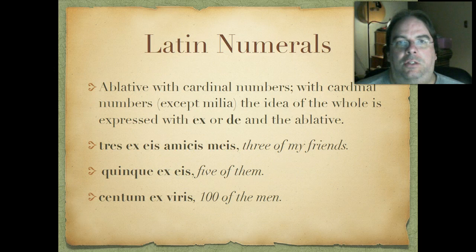Quinque ex eis, so five of them, literally five out of them. Centum ex viris, 100 of the men. So it looks strange, but you get the hang of it. So we translate it as if it's a genitive almost, but it's actually an ablative that tells us a little bit of something about the group.